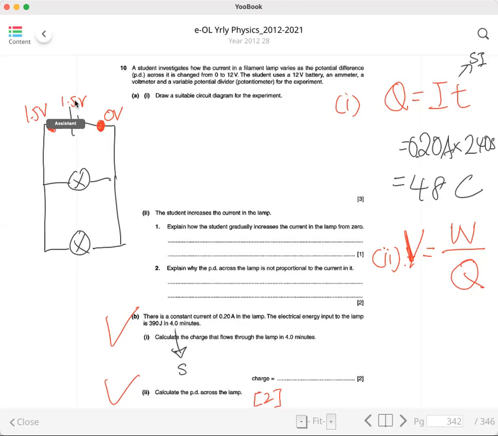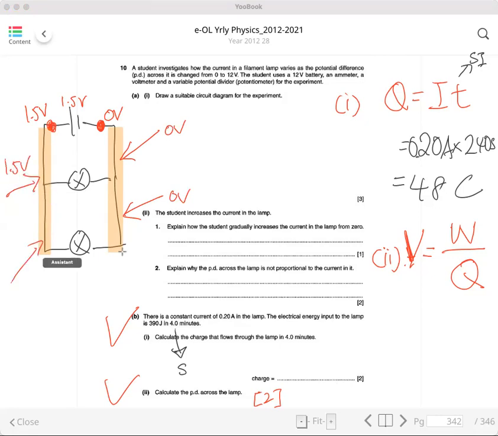And because there is nothing between the line, there is no resistor or component, everything along this blue line has the same PD, the same potential. Is that clear? So if I were to tap down here, you'll show 0 volt. I'll tap down here, you show 0 volt. If I tap here, you show 1.5 volt. If I tap here, you show 1.5 volt.